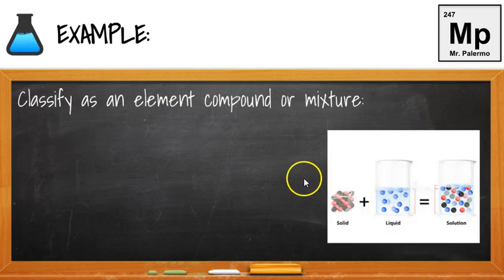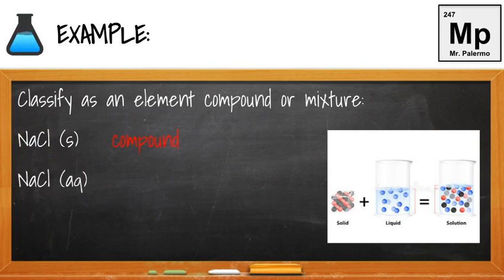So let's see some examples here. Let's classify the following 2 things as either an element, compound, or a mixture. First, NaCl, S. S stands for solid. So I have sodium chloride. Well, I have 2 capital letters, meaning 2 different elements. Because they're next to each other in the formula, they are chemically combined. So 2 different elements chemically combined, that would be a compound. Now I have NaCl and I have this AQ, aqueous. Again, recall that aqueous stands for dissolved in water. So we now have a solution, and all solutions are a mixture, and specifically a homogeneous mixture.